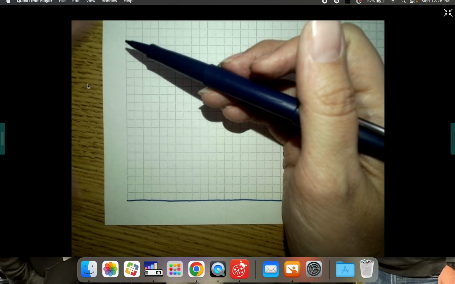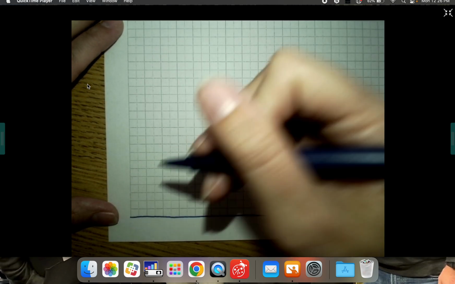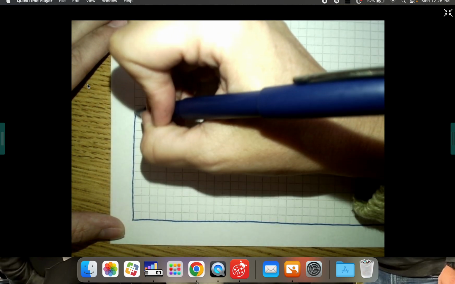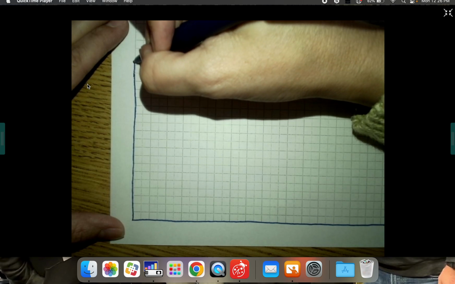Okay, I also want you to do that with the y-axis. So we're going to do the y-axis going up the far left side. As straight as you can, just darken in your y-axis. Yep, mine's not very straight. That's okay.